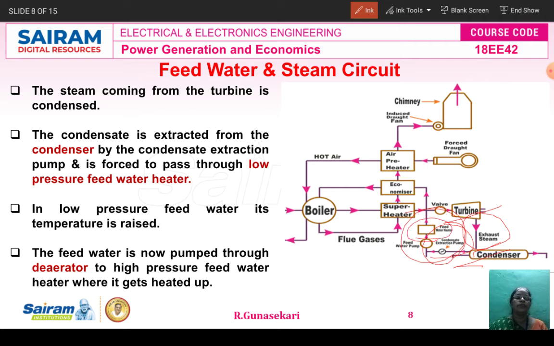The condensate is forced to pass through the low pressure feed water heater. In the low pressure feed water heater, the water temperature is raised. Then the feed water is pumped through the deaerator to a high pressure feed water heater, where it gets heated further. That heated water passes through the economizer and comes to the boiler.